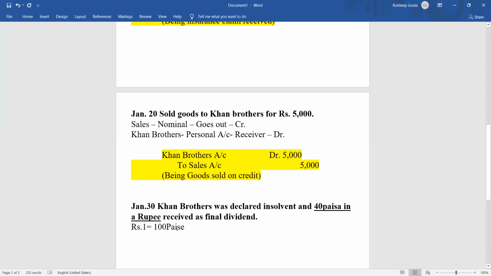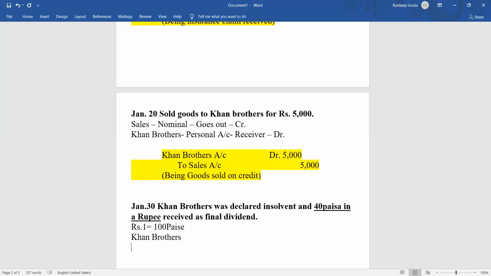So let's find out the items first, then we'll go there. First is Khan Brothers. This is a very interesting sum. Then what is the next item? Was declared insolvent. Whenever insolvent is there, you will get a specific item named bad debt. Bad debt means the money that has gone bad, which I will not get and is lost. The money I was supposed to receive, but I'm not going to receive, we call it bad debt.